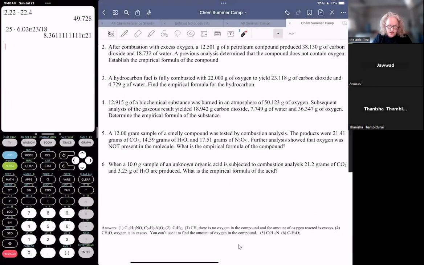So we have a biochemical substance burned in oxygen. And we determine the empirical formula. It's giving off carbon dioxide, water, and oxygen. So you probably set it up. We know that it's some form of C, H, and O, right? Burned in oxygen to make carbon dioxide plus H2O and apparently plus oxygen. Is that what they're saying?